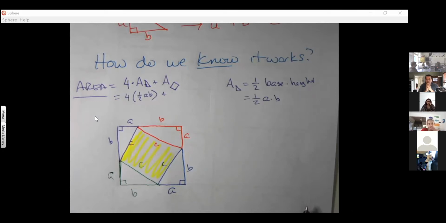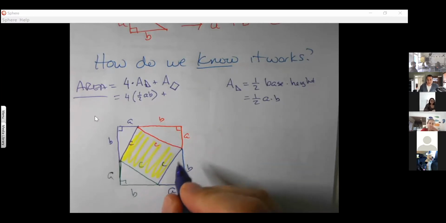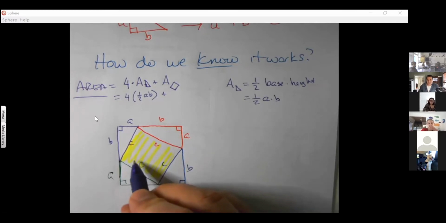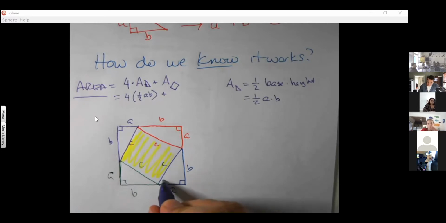Well, in fact, do we know it's a square, or do we only know it's a rhombus so far? Because I see that all 4 sides are C's, but in order for it to be a square, I'd also have to know that these are right angles. Agreed? Without that, it's just a rhombus. So I'm going to have to do a little more thought process.